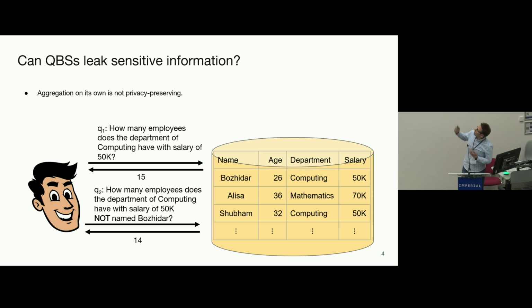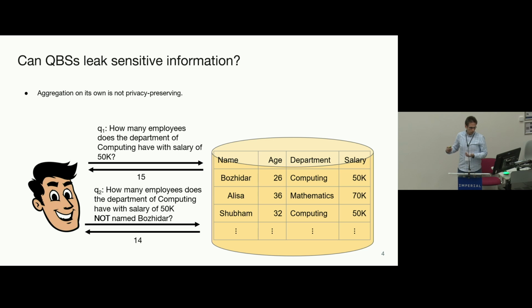For example, an analyst can ask the following two queries: number of employees at computing that have a salary of 50K, and number of employees at computing with salary of 50K, but not named Bozhidar. And assuming that Bozhidar, which is a pretty unique name, is the only person in computing with that name, the difference of one in the aggregate answers reveals Bozhidar's salary.